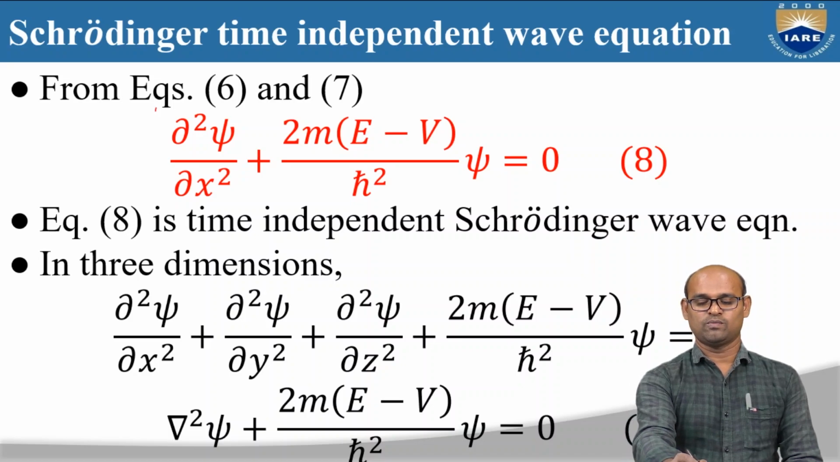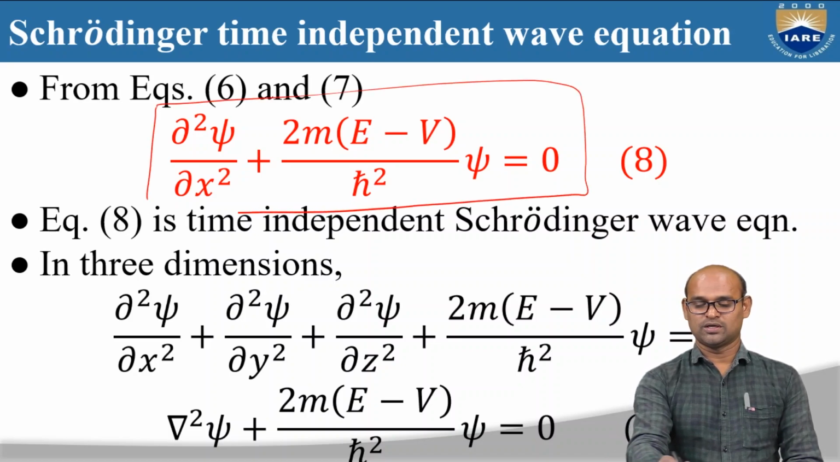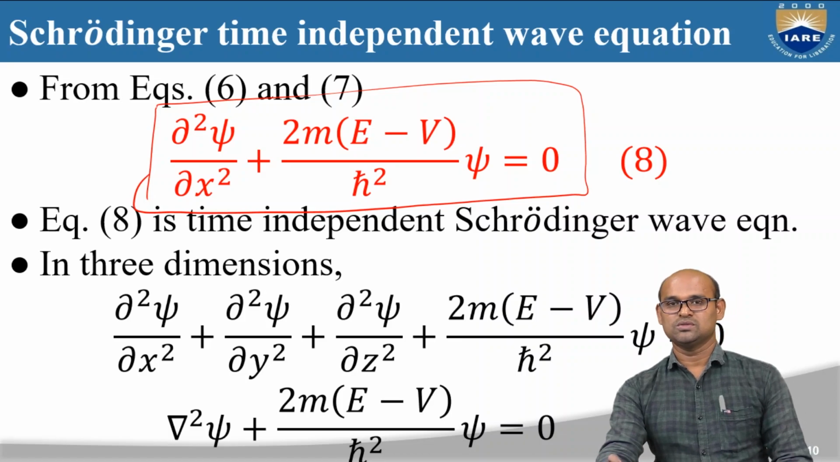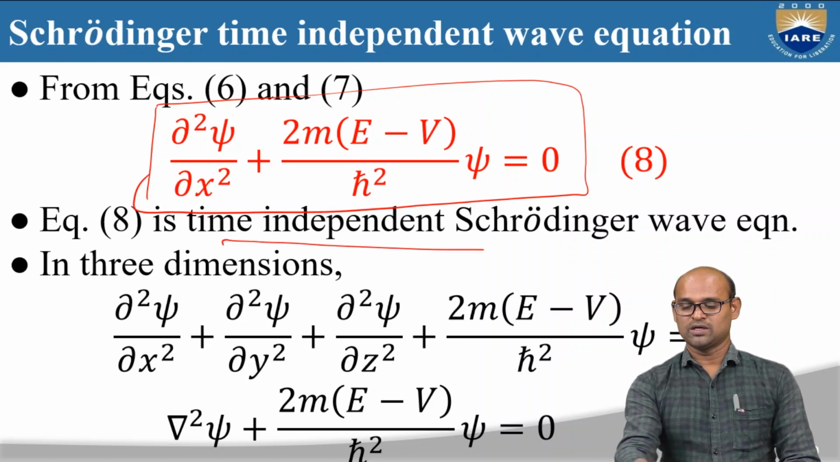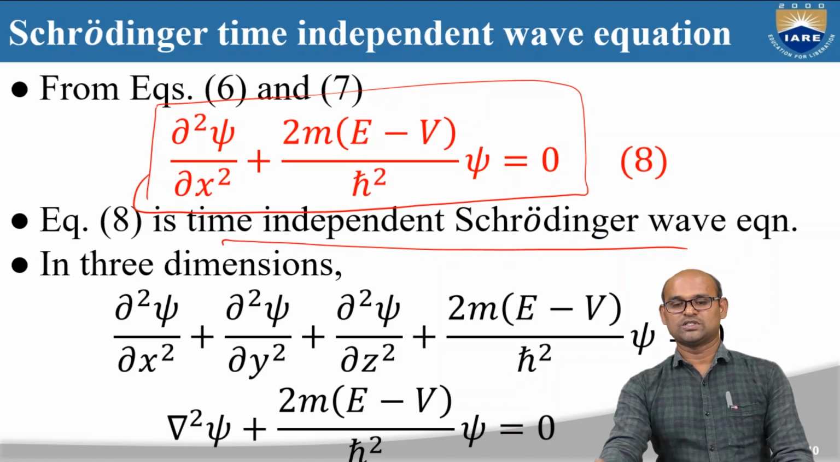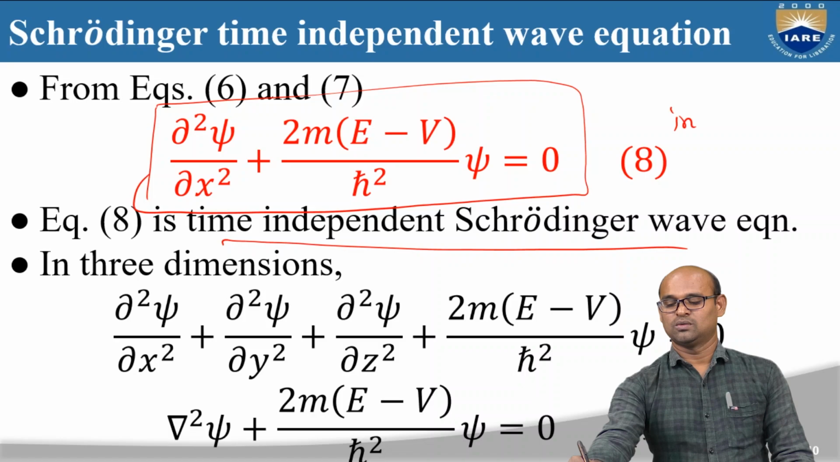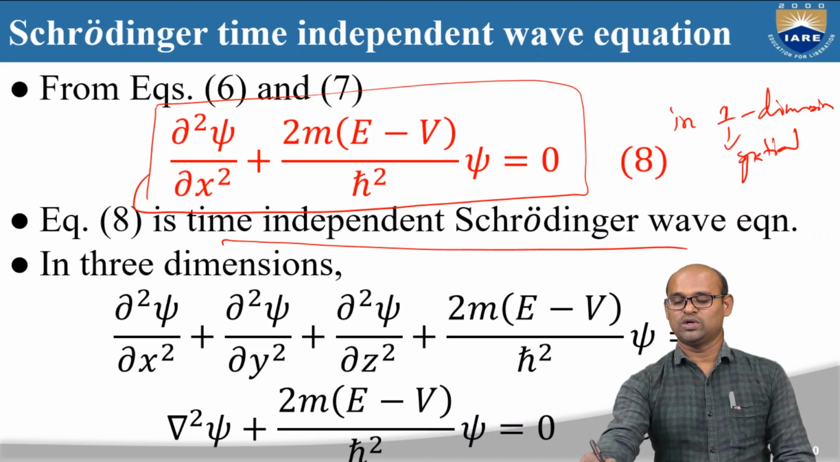So finally I came up with this time independent Schrodinger wave equation in one dimension. That is dou square psi by dou x square plus 2m into E minus V by h cut square into psi is equal to 0. So this is the time independent Schrodinger wave equation in one dimension, one spatial dimension, because we have only x.